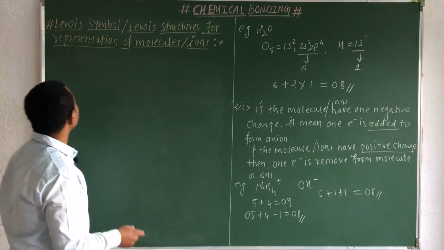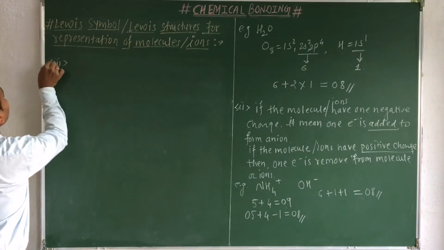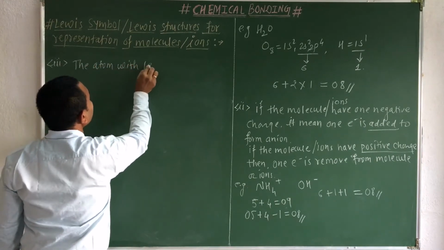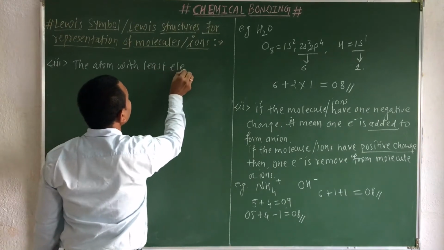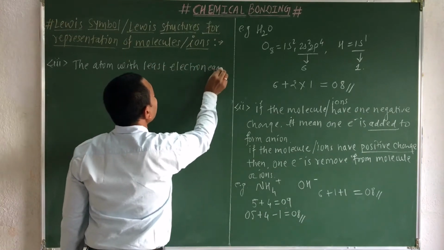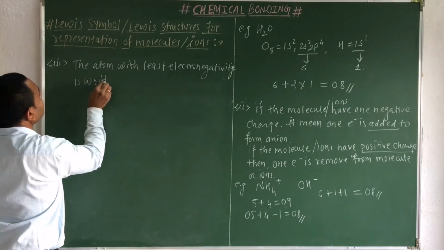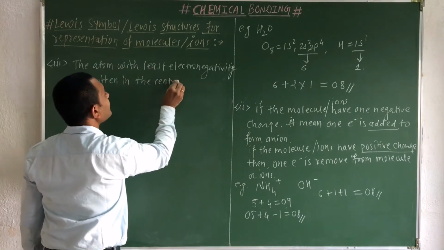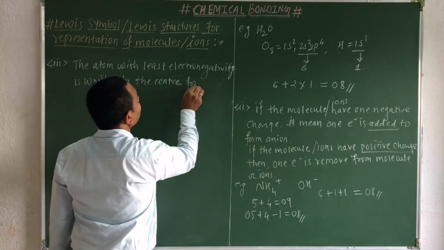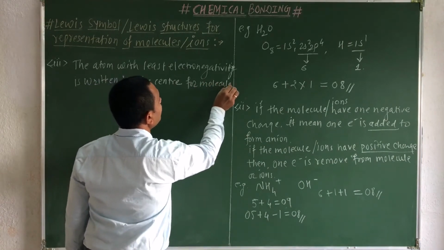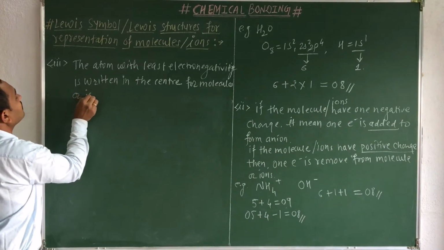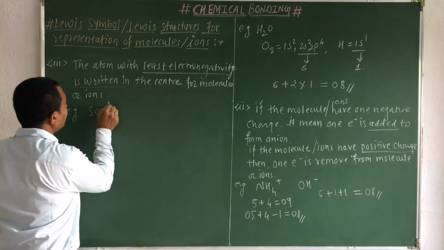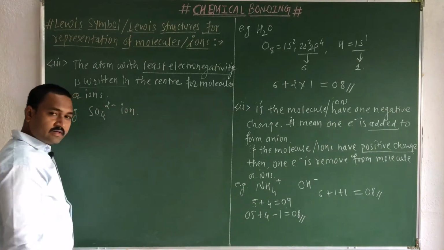Now next, that is the third step. Here we have to consider the atom with the least electronegativity, the least electronegative atom, and it is written in the center for molecules or ions. It is a very easy step. Now let us consider an example for this one, for example the SO4 2- ion. I have taken this example.